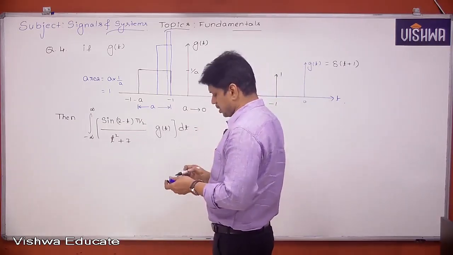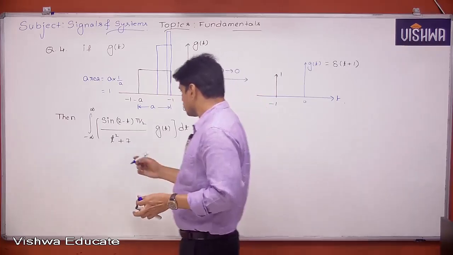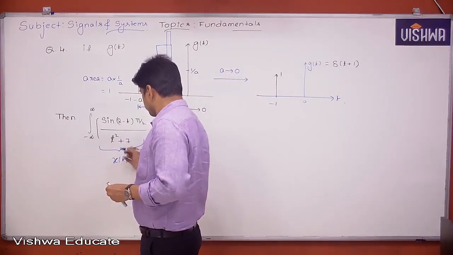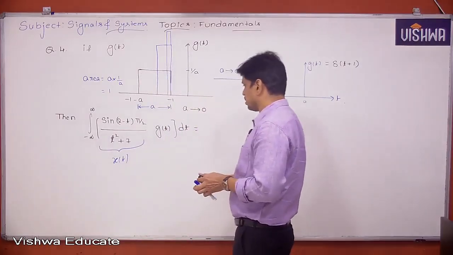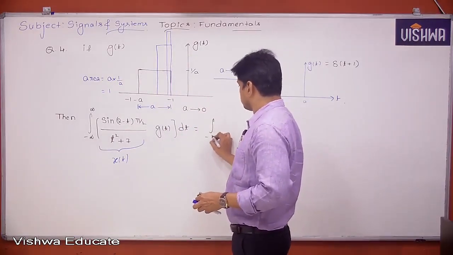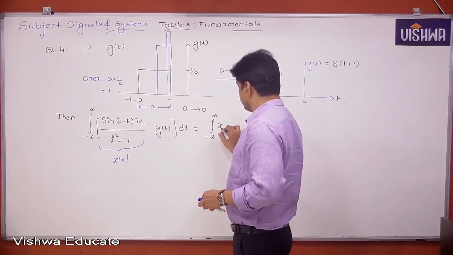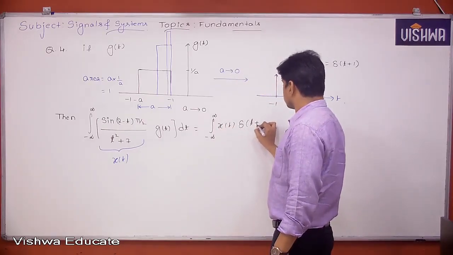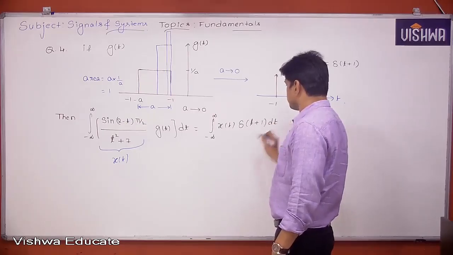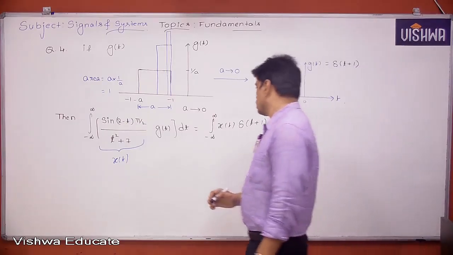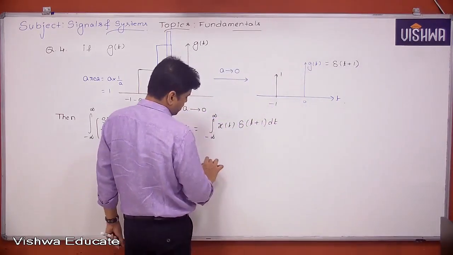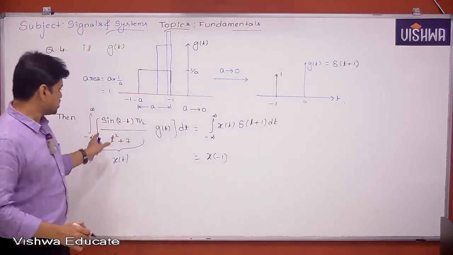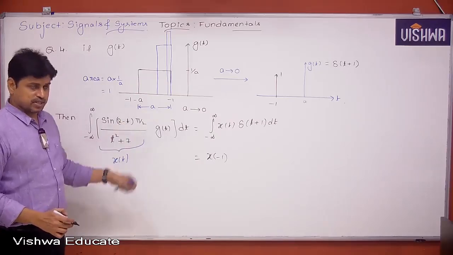Then for this integral, let's assume the part up to this point is x of t. Then integral from minus infinity to infinity of x of t delta of t plus 1 dt is nothing but x of minus 1, simply x of minus 1. So in this function we have to replace t with minus 1.